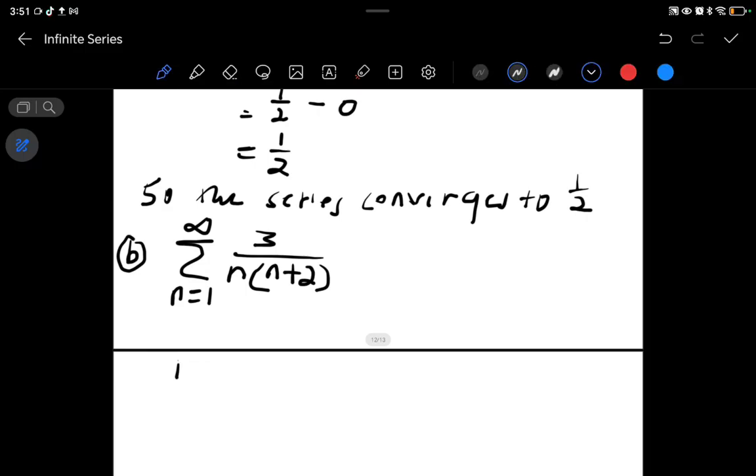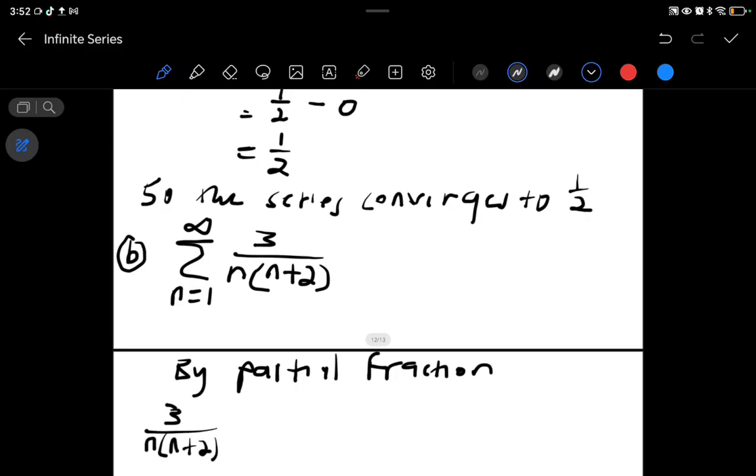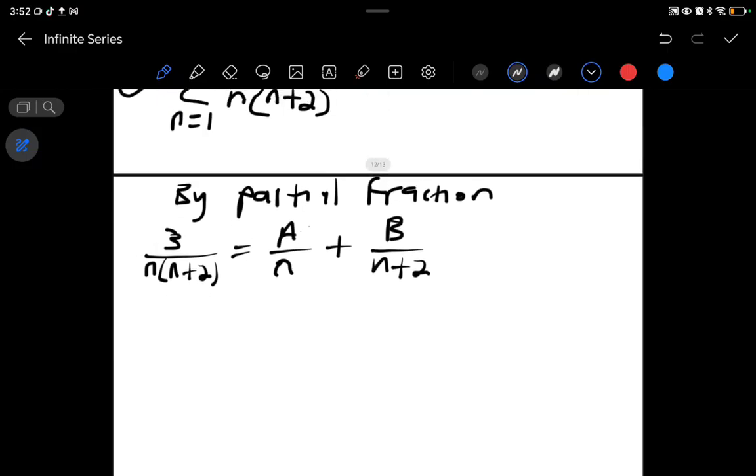Let me say, by partial fraction, 3 over n plus 2 is equal to a over n plus b over n plus 2. This means that I need to apply partial fractions. Then I multiply by this on both sides. Here I'll be left with 3 is equal to a times n plus 2 plus bn. You see, right? Then this will be the case.